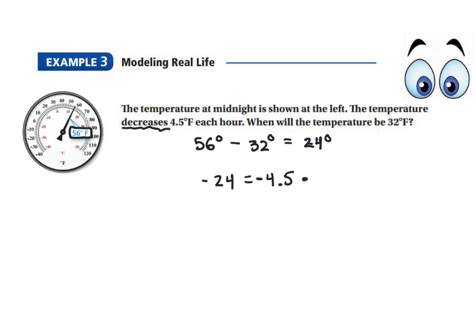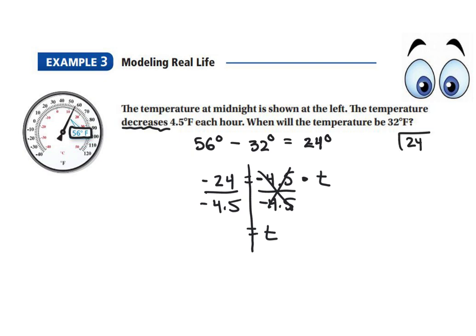And that's going to also be then multiplied times t, which is our time. So from here now, we can solve for t. We have negative 4.5 times t, so let's divide by negative 4.5 and do that on both sides. On the right side, that's just 1. So 1 times t is t. And on the left side, we have 24 divided by 4.5. A negative divided by a negative is going to give us a positive.